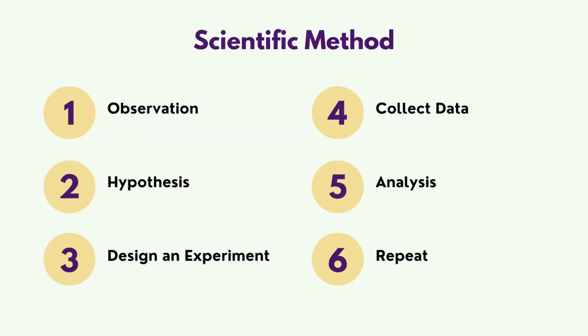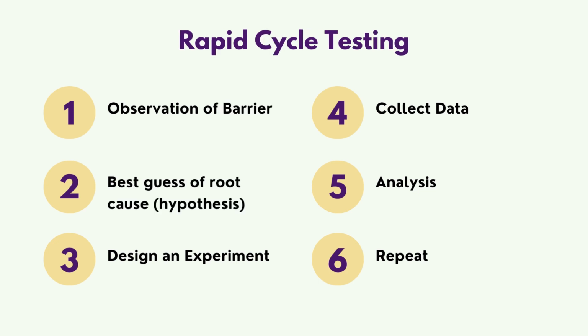Rapid cycle testing is, in its essence, a mini experiment. If you go back to your early science classes in junior high or high school, you probably heard about the scientific method, where we make a hypothesis, we design an experiment to test our hypothesis, collect some data, analyze it to find results, and then we do it all over again. If we were doing rapid cycle testing in our courts, we would first look at an observed barrier, something that we'd like to remove, and then we'd make a guess or a hypothesis about what might be causing this barrier so that we can try and make an impactful change.